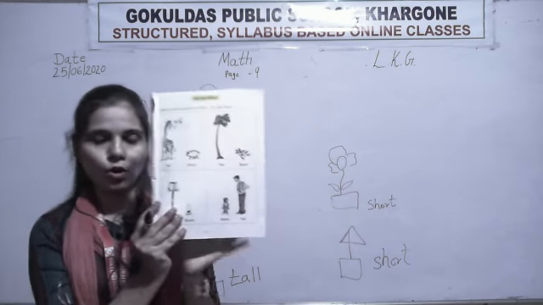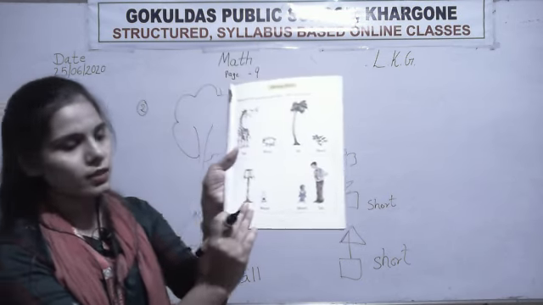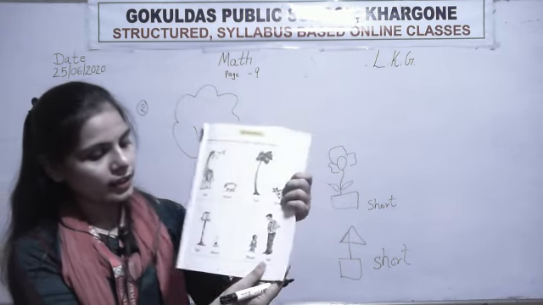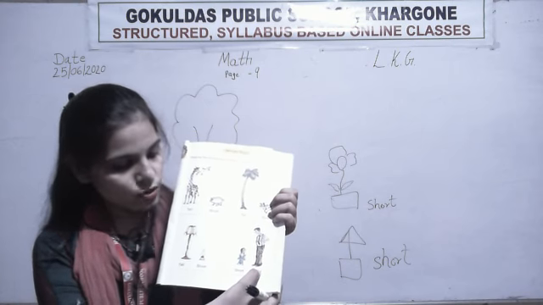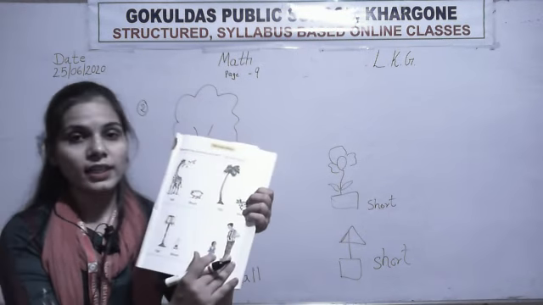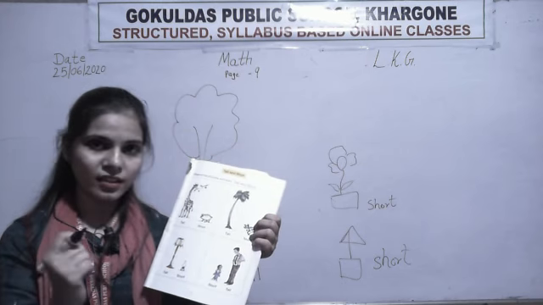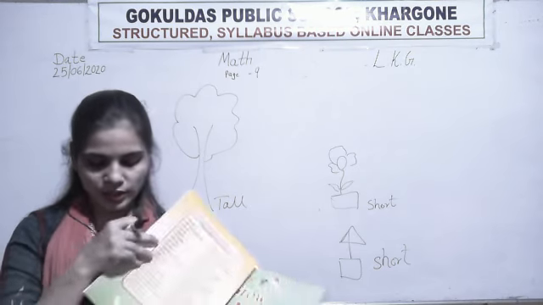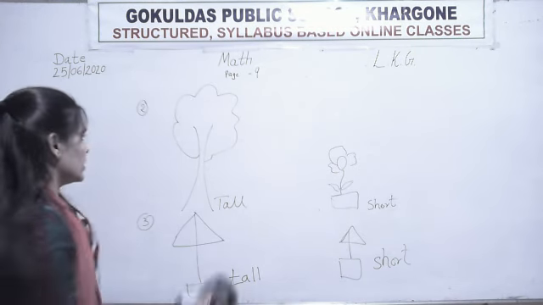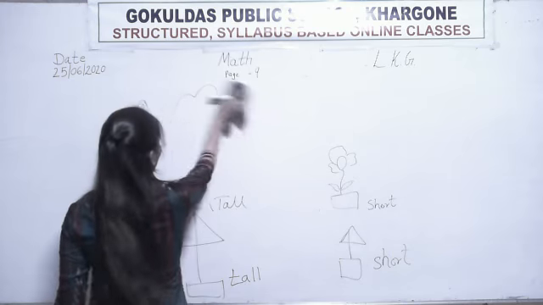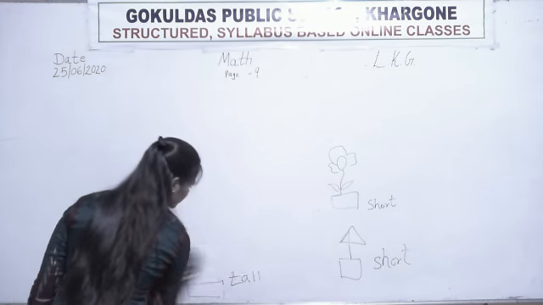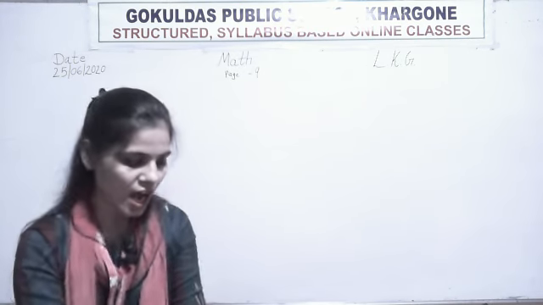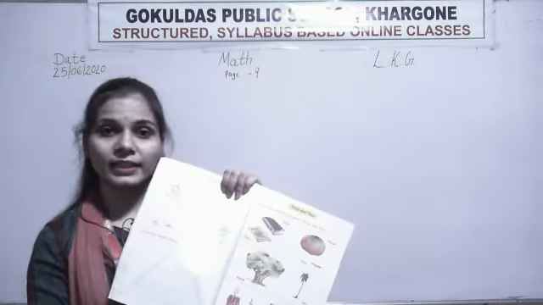Okay. In your notebook also, this one is tall and this one is short. Tall and short. Here, this is you and this is your father. So your father is tall and you are short according to their height. Okay, so this is the concept of tall and short. Now take out page number 10.